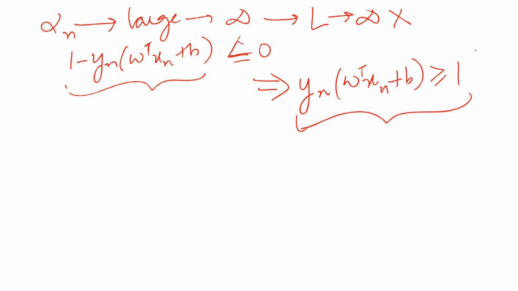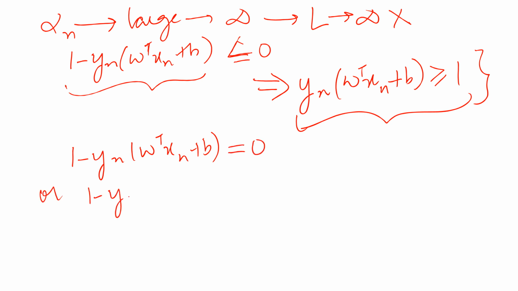And again, within this part we have two scenarios. One scenario could be that 1 minus yn (w transpose xn plus b) equals 0, or that 1 minus yn (w transpose xn plus b) is less than 0.